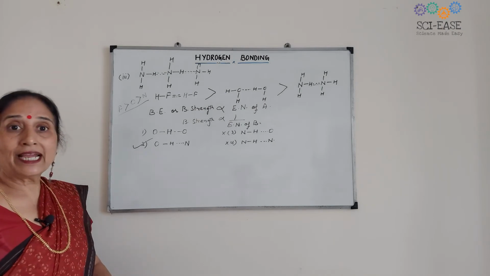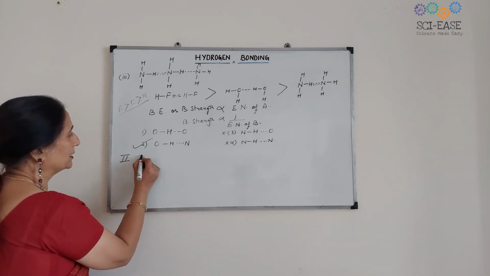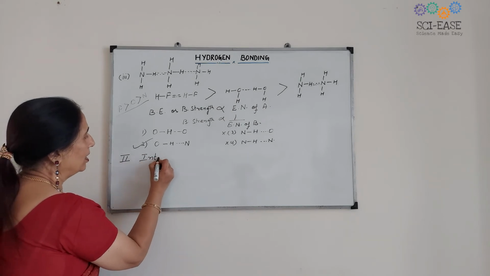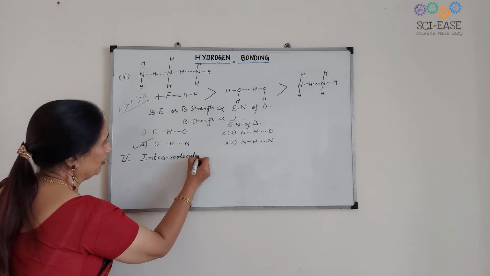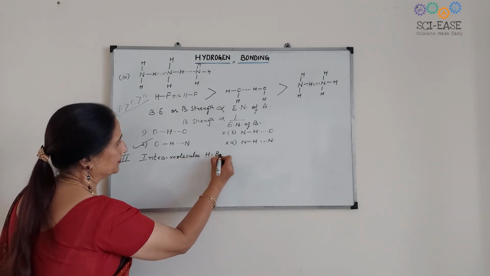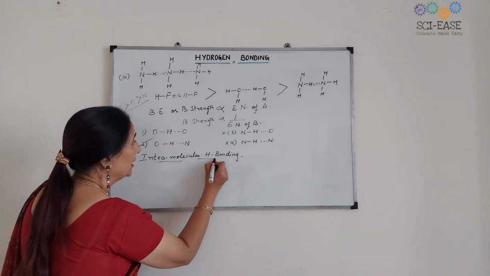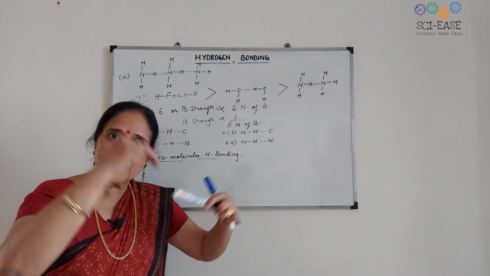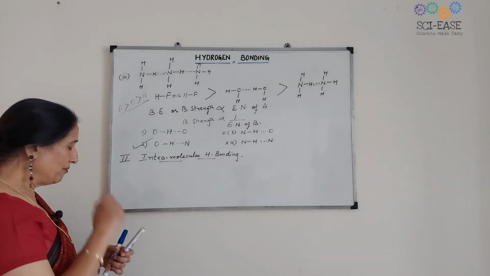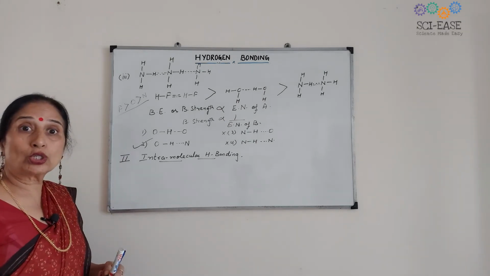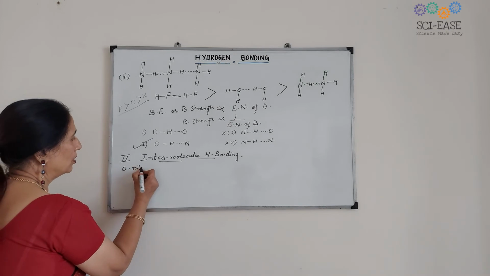Now I will take up the second type of the hydrogen bonding, that is the intramolecular hydrogen bonding. Clear? Intra means within the molecule. There is one example given in your textbook. I will take up that. That is ortho nitrophenol.